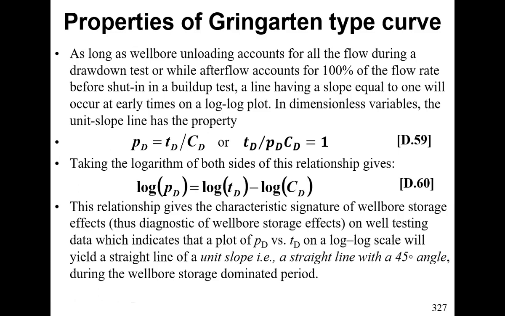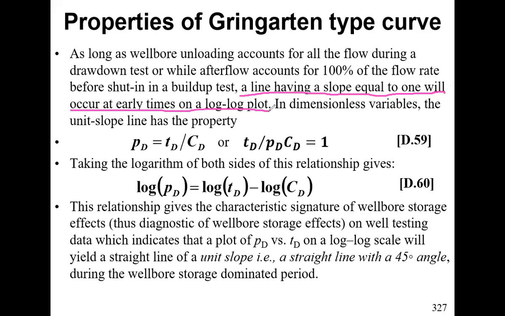So let's go into a few properties of the Gringarten type curve. As long as wellbore unloading accounts for all the flow, and this is a period for which your test data is distorted or influenced by wellbore effects, during a drawdown test, or afterflow accounts for 100% of the flow rate after shut-in, a line having a slope equal to 1 will occur at the early times on a log-log plot.